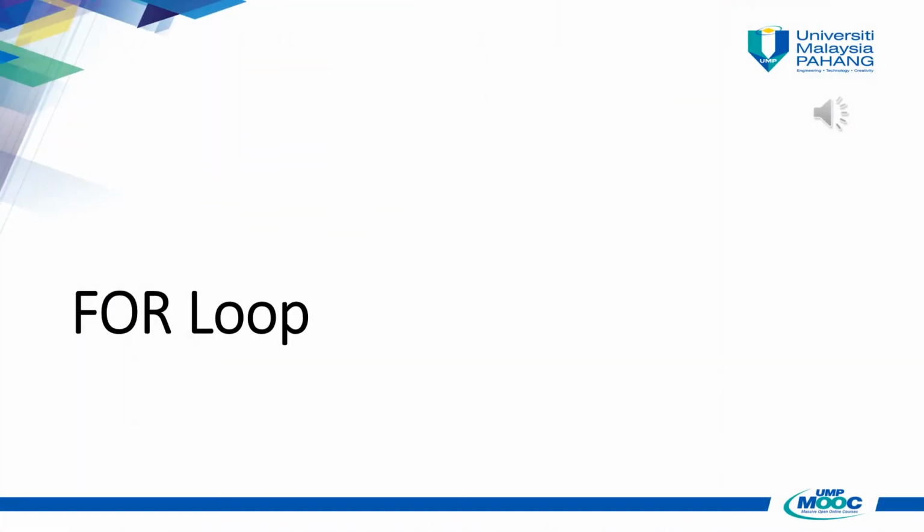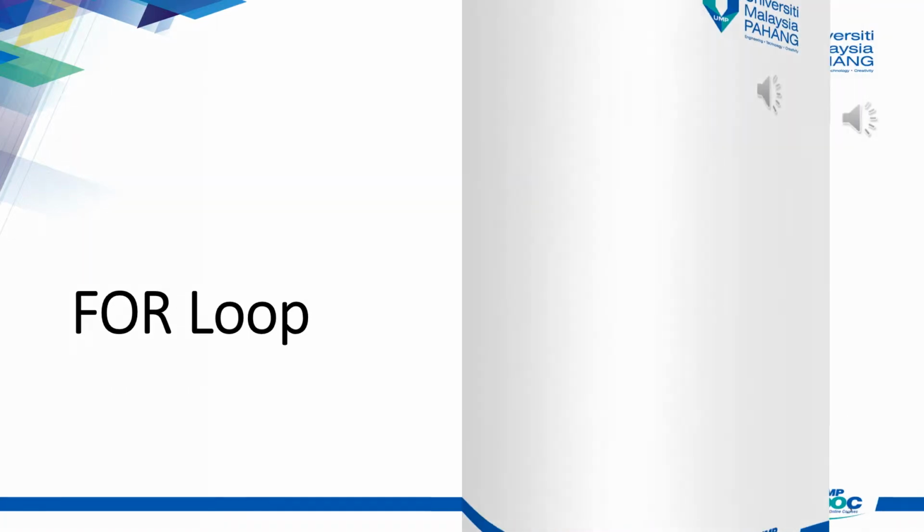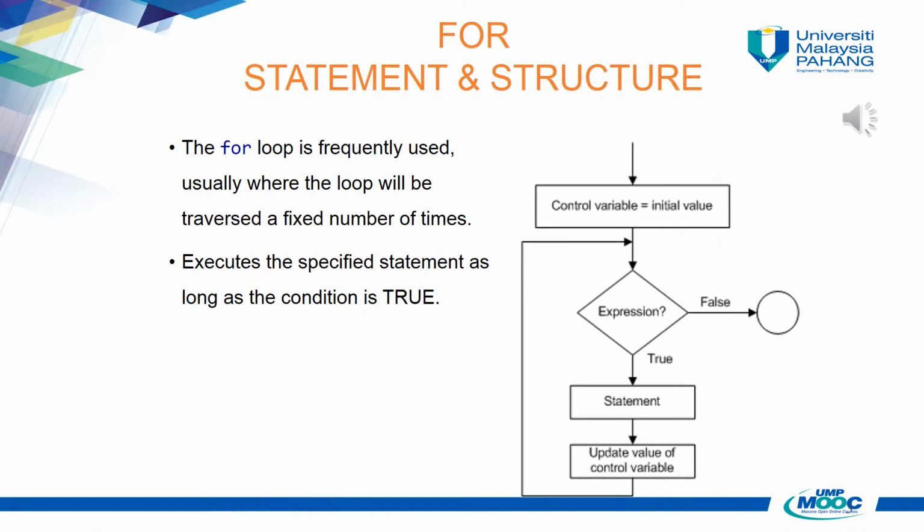Now, let us look at the for loop structure. The for loop is the most popular, although the function is similar to while and do-while. It executes the specified statement as long as the condition is true. Unlike the while and do-while loop, the for loop is normally used when we know the number of loops to be made. Or in other words, we know the loop will be traversed a fixed number of times.